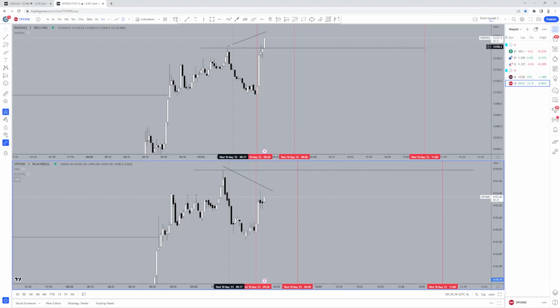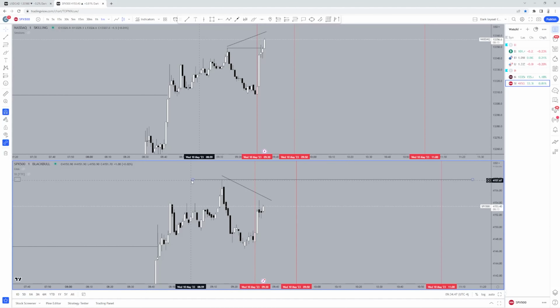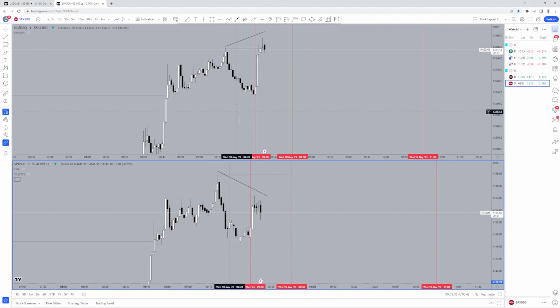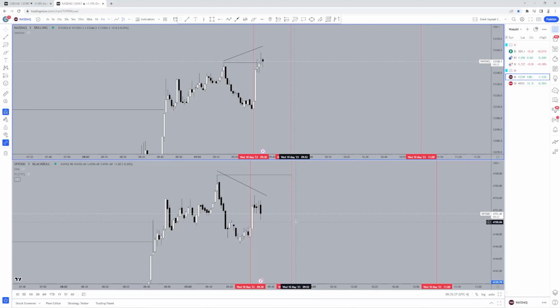Divergence here, liquidity grabbed here. Let's see what we got here. Even though preferably I want to be entering after 9:50.